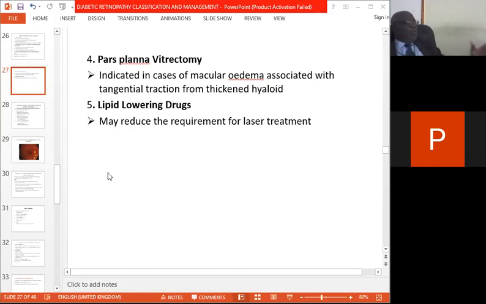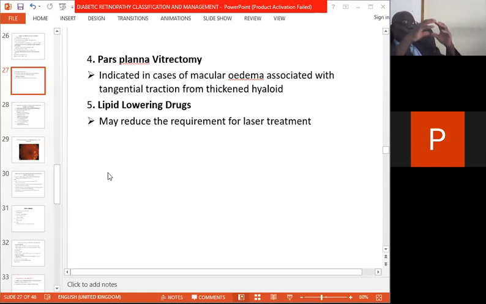Pars plana vitrectomy may be for removing fibrous membranes on the retina. You go through the pars plana. Maybe you want to go and do laser. Once you've removed a lot of bleeding there, now you can see clearly. They want to do laser photocoagulation of some areas. Most of the eye surgery is done through the pars plana to go into the posterior chamber. So pars plana vitrectomy is indicated in cases of macular edema associated with tangential traction from the thickened hyaloid. That has to be peeled away.